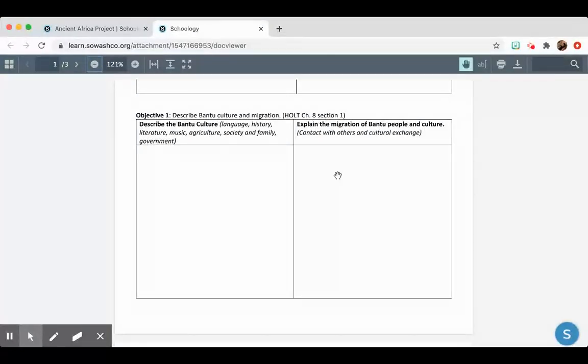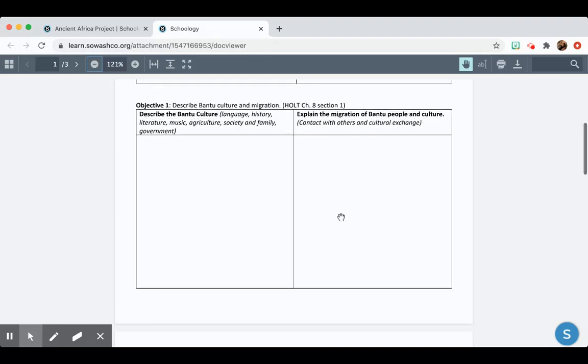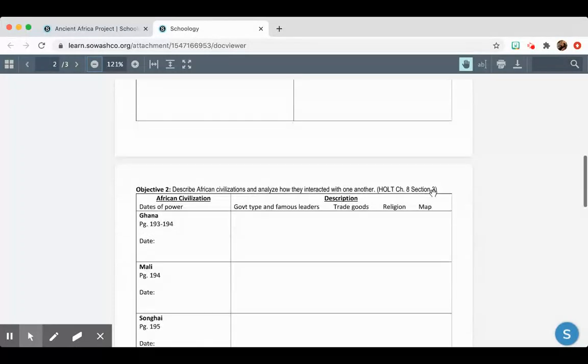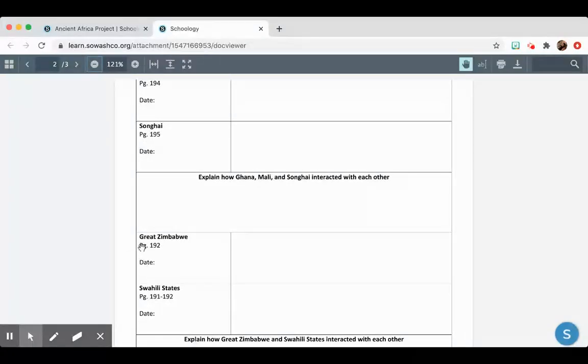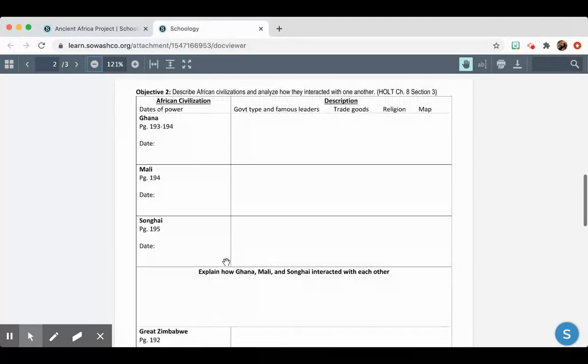Okay, so how did the Bantu people move across Africa, and how did they share their culture and create cultural exchange? Again, objective number 1 is worth 5 summative points. Objective number 2 is worth 10 summative points. And objective number 2 is broken down into 2 parts. Part number 1 has to do with Ghana, Mali, and Songhai. Part number 2 has to do with Great Zimbabwe and the Swahili states.